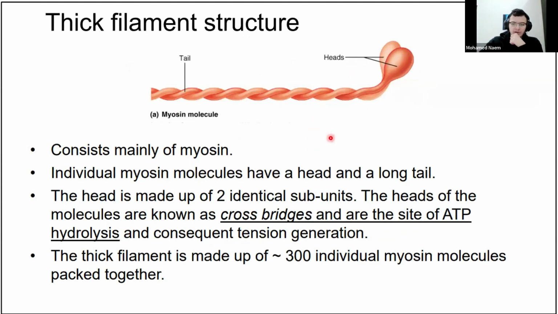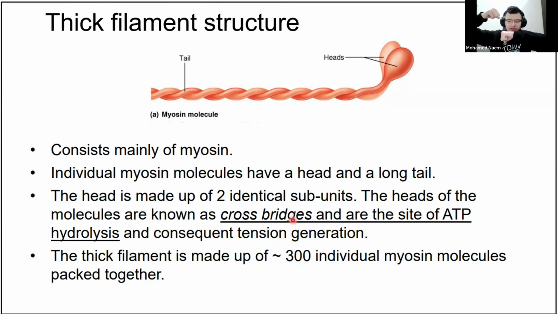So for the myosin, basically the thick filament mostly consists of myosin. Each myosin molecule has a tail and two heads. So this is one myosin molecule. It has a tail and two heads. You see how it has basically a tail and two heads. The heads are identical subunits, and it's the place where it binds to the actin.